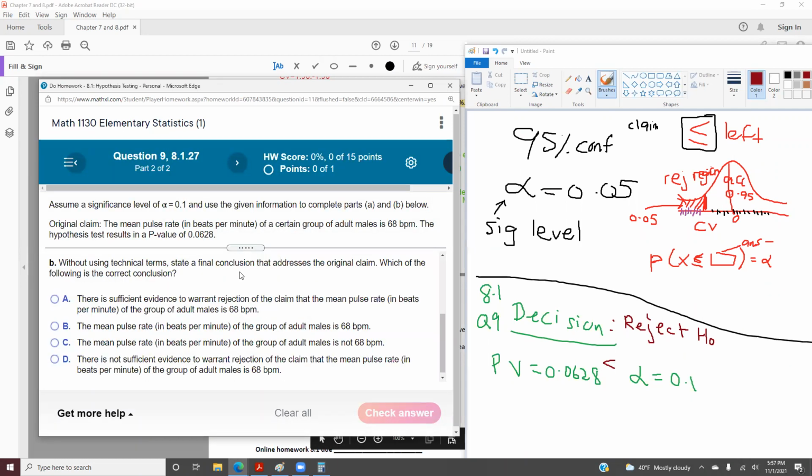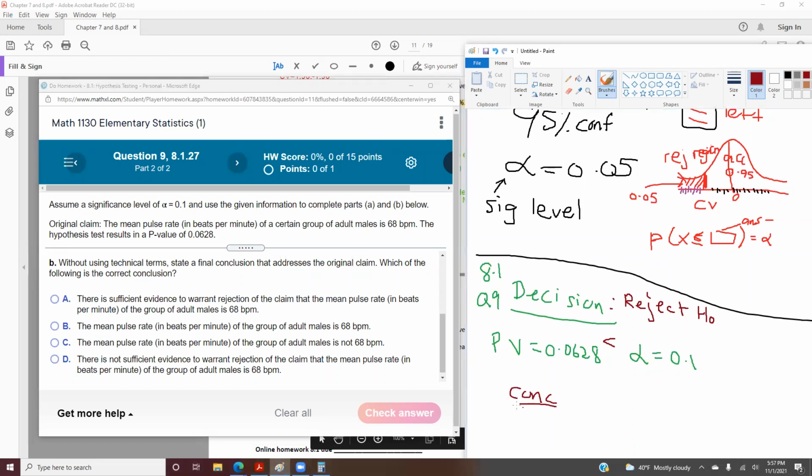All right, now we need to figure out your conclusion. The conclusion is that table we mentioned about. So in order for us to do your conclusion here, first read the original claim statement. Does your claim statement have equality or no equality? Which one?